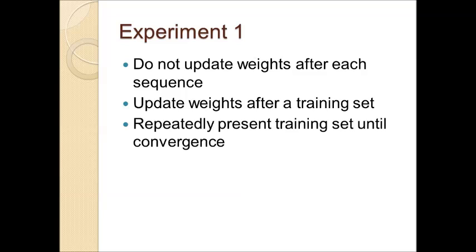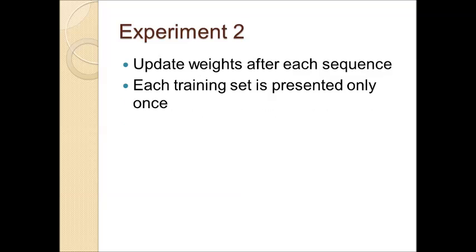Now, to evaluate the learning algorithms, 2 experiments are constructed. In experiment 1, the weights are updated only at the end of a training set. Also, each training set is presented repeatedly until the weights converge. For experiment 2, on the other hand, the weights are updated after each sequence and each training set is presented only once.